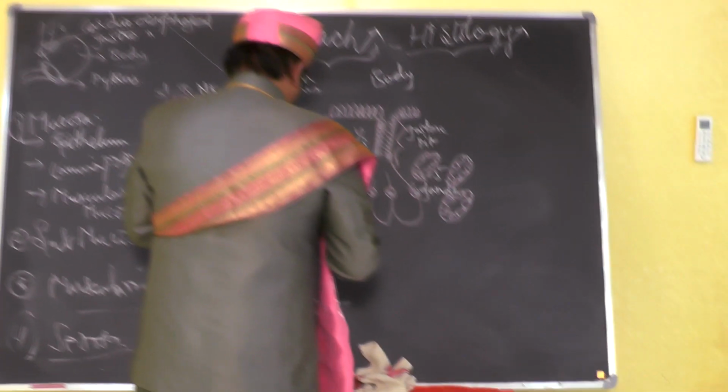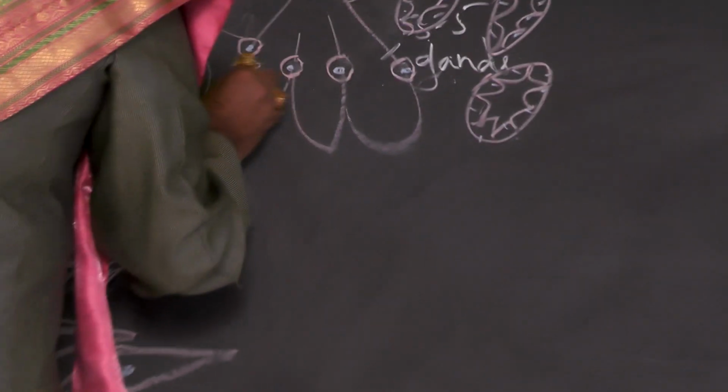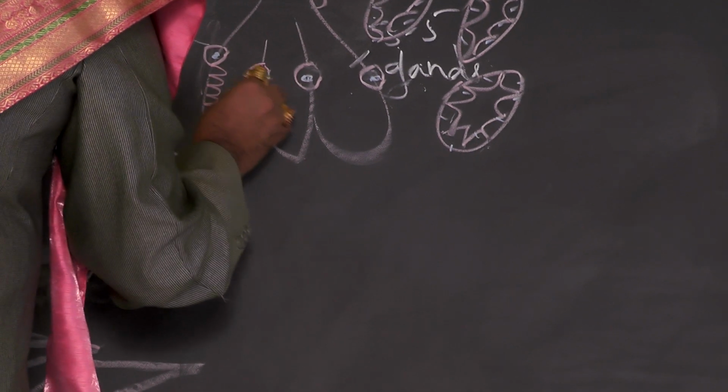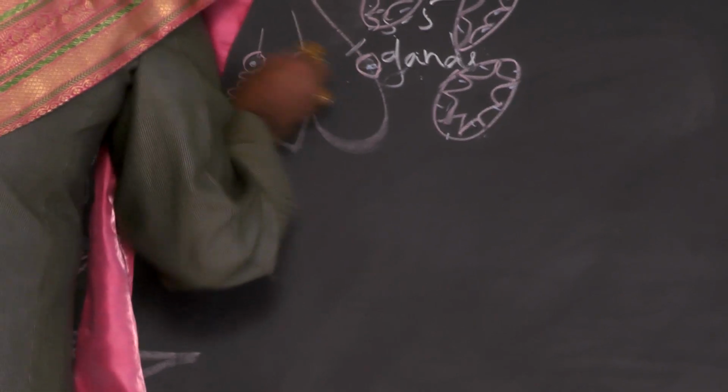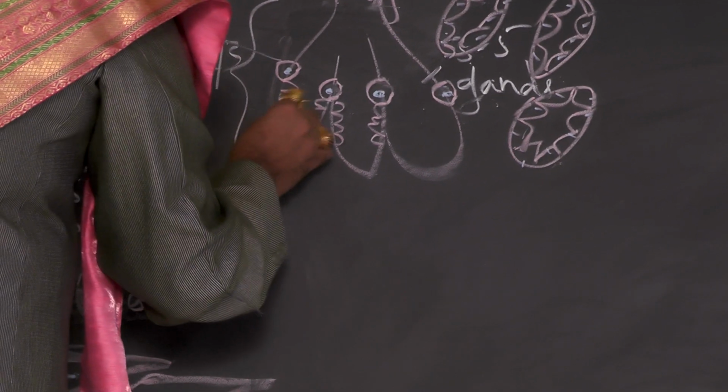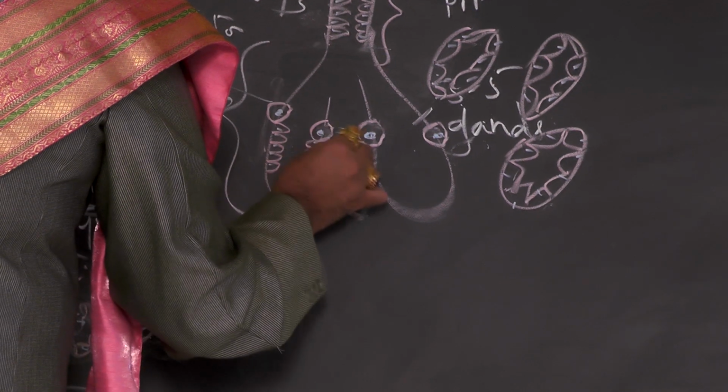Now interspersed with them we have the chief cells or the zymogen cells, which are many in number. These chief cells or zymogen cells produce pepsin.